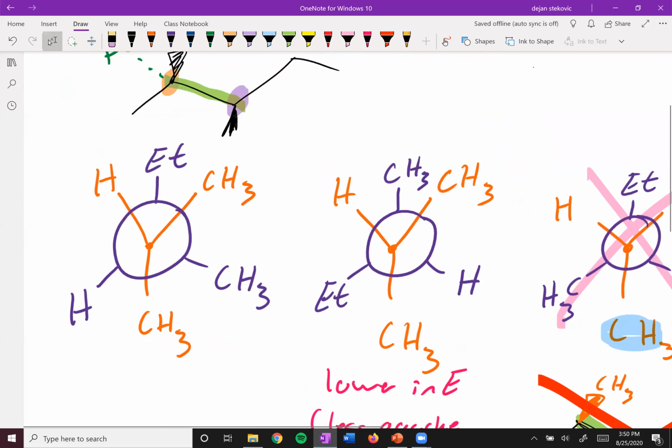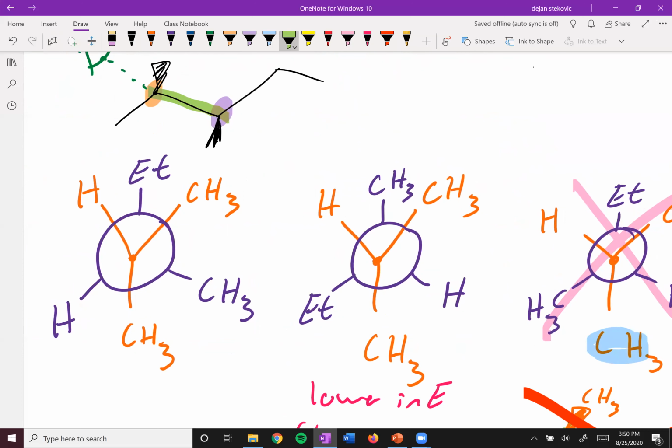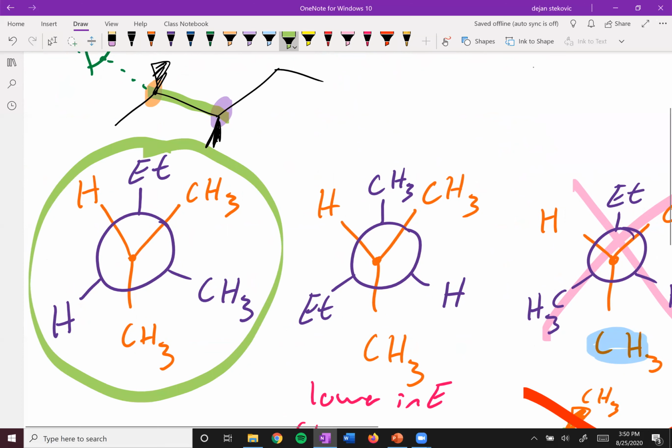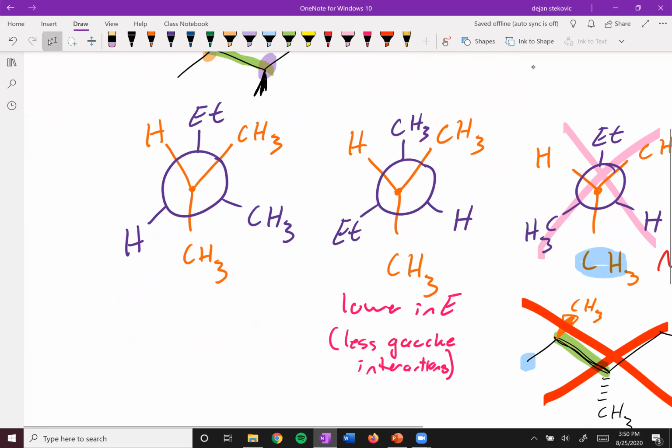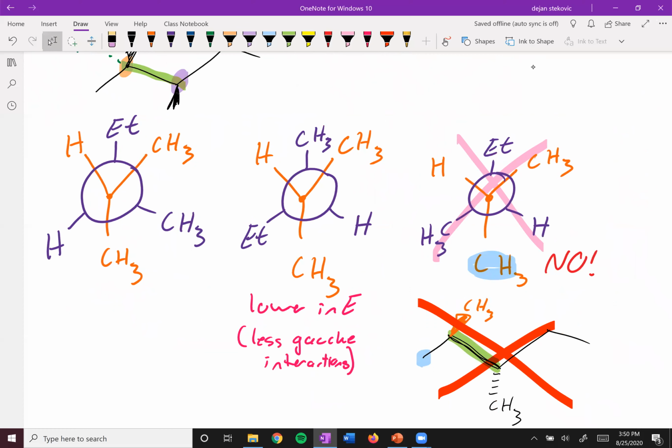So what you want to do is start by drawing whatever conformer it is in, and then take one of these groups and rotate them as needed. But don't just arbitrarily move these around. We'll learn more about this when we get to the stereochemistry phase. And so this one in the middle is the lowest in energy. If you're thinking about the highest in energy, that would be the biggest things eclipsing one another.